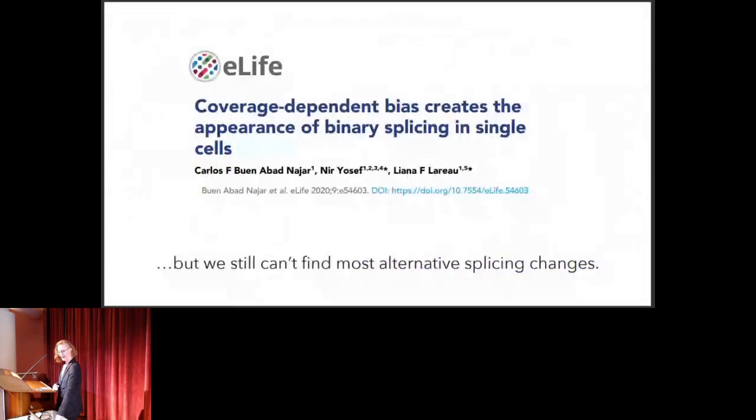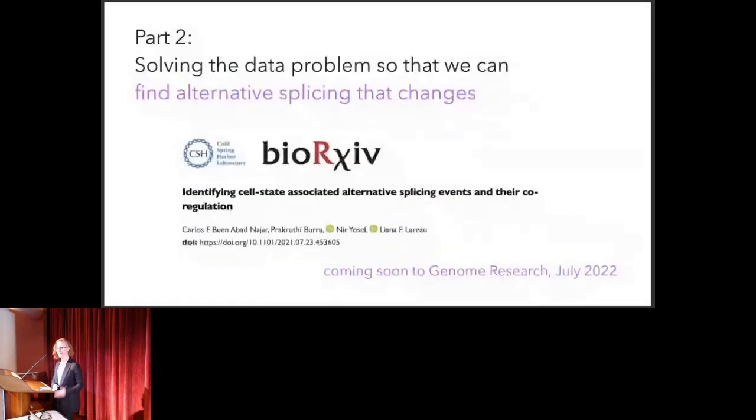So that was pretty convincing, and we convinced other people also. But it was neat to have sort of pinned this down, but not very satisfying because we still can't find most alternative splicing changes. And we'd rather not have to throw out most data, most genes, if we want to look at splicing. And so Carlos moved on from this to think about how we might be able to model this data problem more explicitly so that we can find alternative splicing that we're quite confident is changing without having to have a sort of arbitrary filter cutoff. The cutoff we used in those slides was about 10 mRNAs per cell for the splicing events across most of the cells.